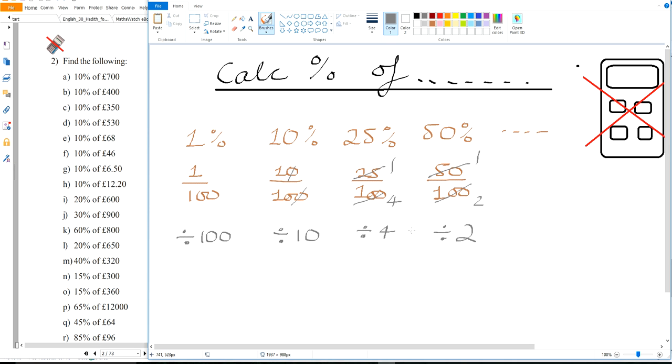So these are some of the nice easy ones to work out: 1%, 10%, 25%, and 50%. So let's have a look.